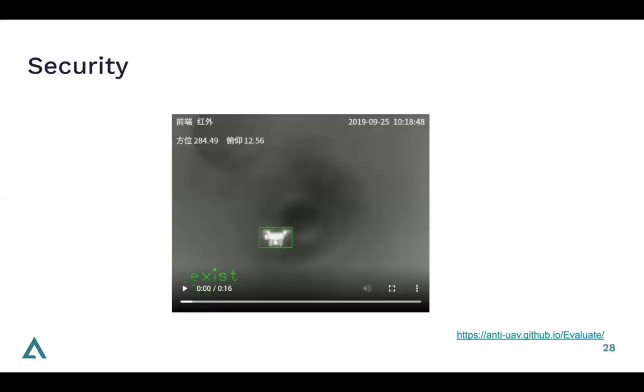Security. Not only detecting guys that are coming to your door, but for example, drone detection. Drones are super tiny, so maybe a radar will not see it, but if you can optically see a drone, then you can train a computer vision system to do that.